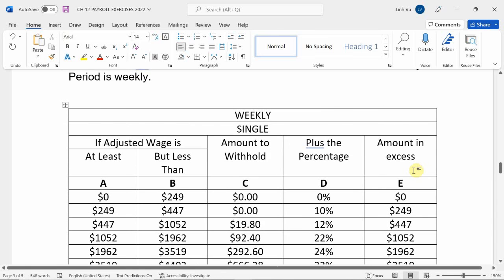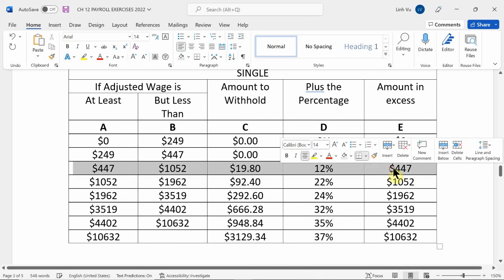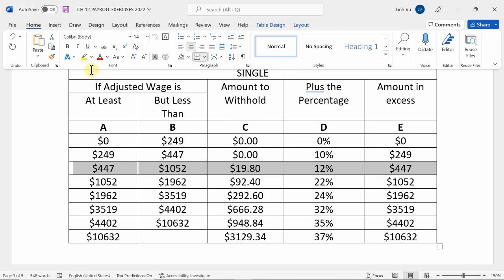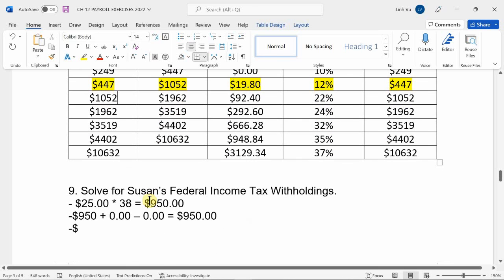Then we go to the Circular E table. She falls in the line of at least $447, but less than $1,052. So it's 950 minus 447, so she'll be taxed on the $503.